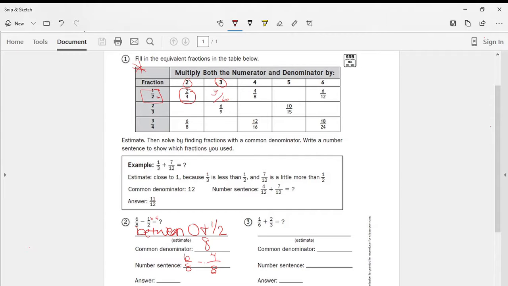And I can always check with my chart up here at the top. 4/8 is equivalent to 1/2, which is what we found up there. So now I've got 6/8 minus 4/8. My denominator does not change when I subtract fractions. 6 minus 4 equals 2. My answer is 2/8.